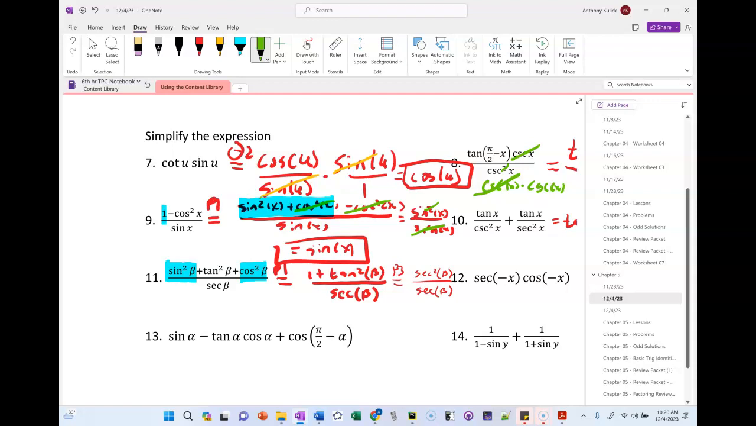Well, you have a fraction, right? We have secant squared over secant. What are the algebraic things we can do with a fraction? Take out one of the secants. Yeah, we can reduce, right?